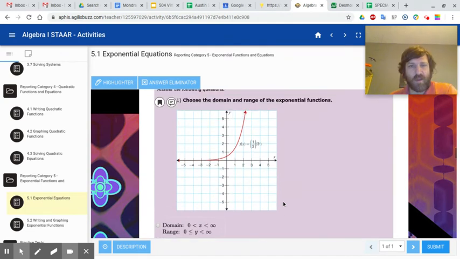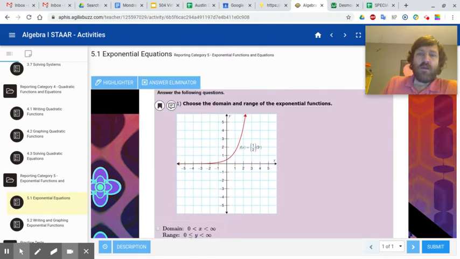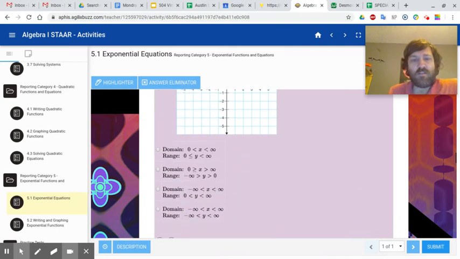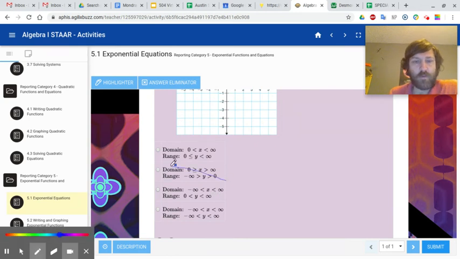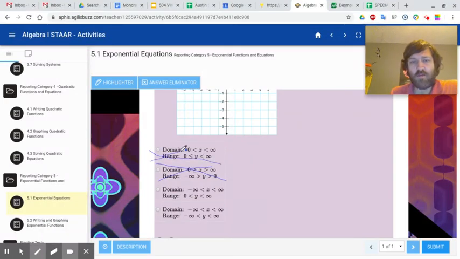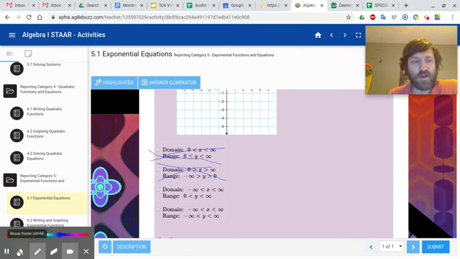So what that means is that when I look at the domain and range of an exponential function, the first thing we need to understand is that the domain is always negative infinity to positive infinity. So right away, we're going to eliminate the domain ones that don't have negative and positive infinity. The one that has zero here is not going to be part of the domain. So that's where we get either answer choice C or answer choice D.